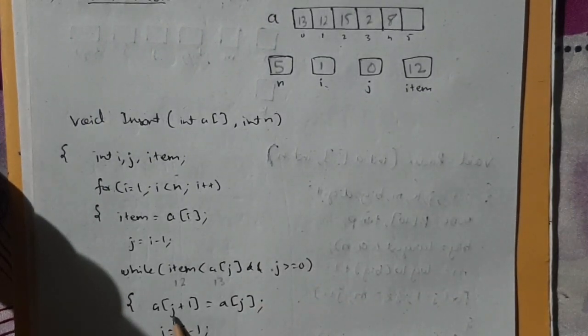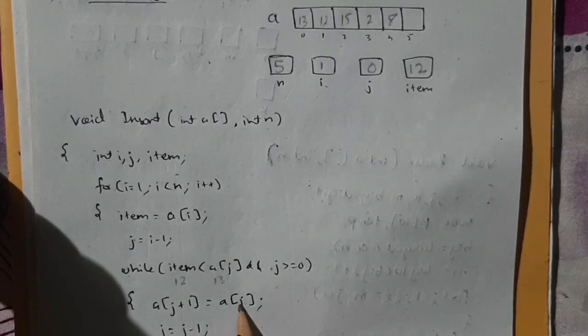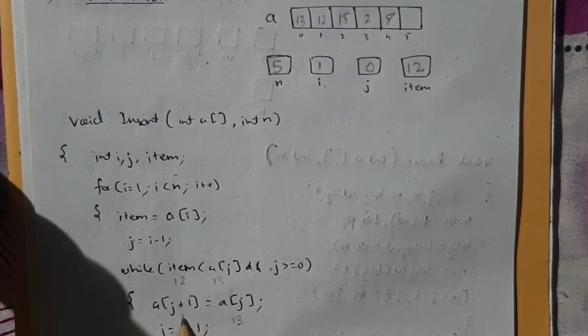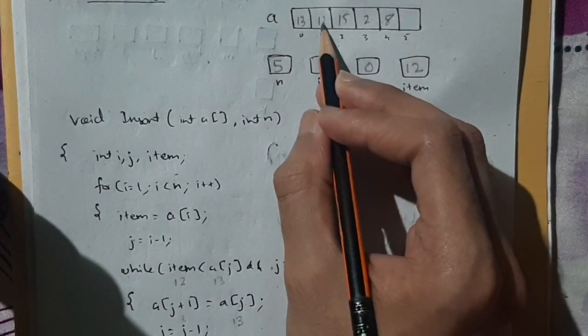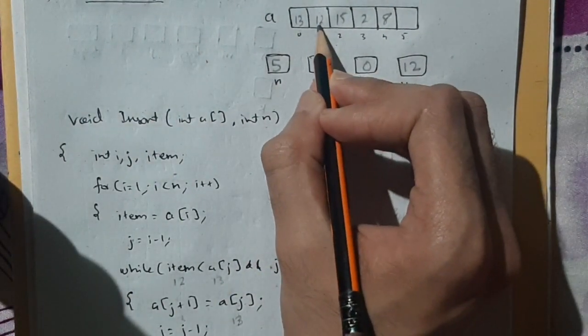A of j plus 1 is equal to a of j. What is a of j? A of 0 means 13. 13 should come at j plus 1 means 1. A of 1. What is a of 1? 12. So this place it should have 13. 13 will come and sit at this place. So in this place it will have 13.